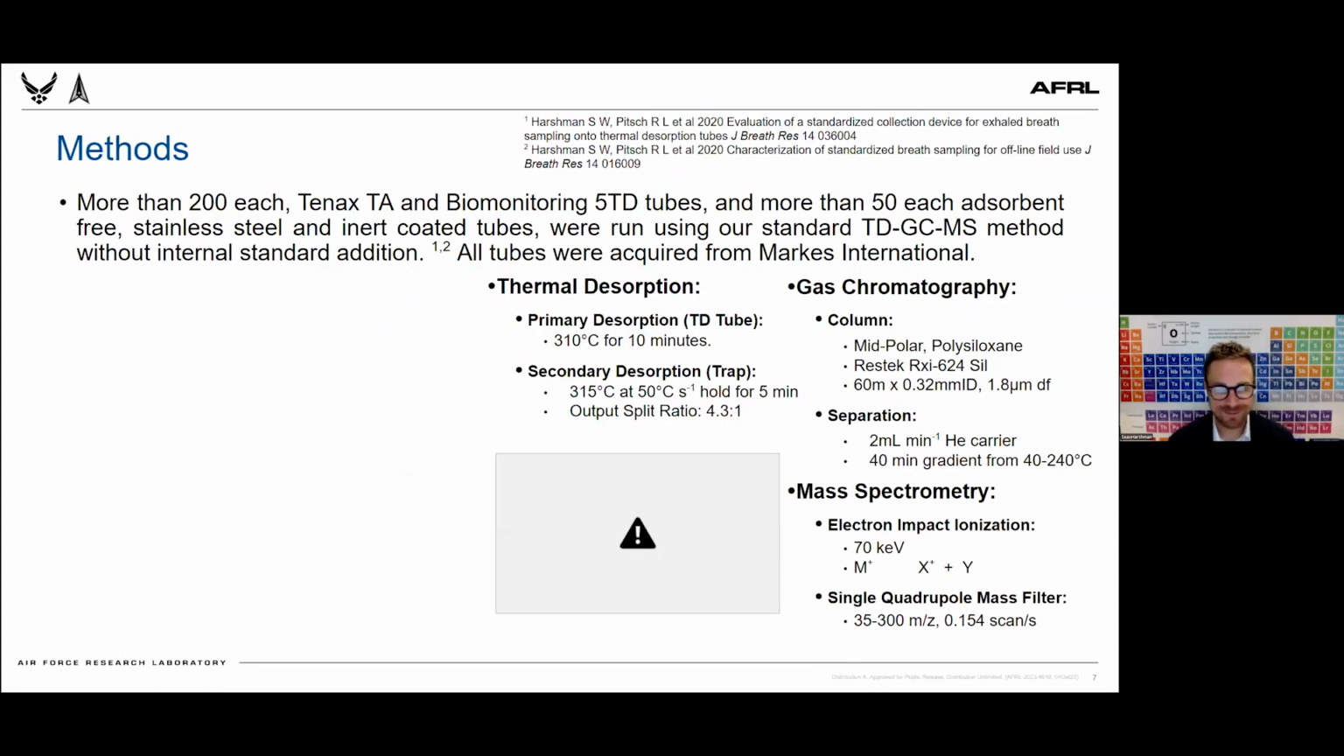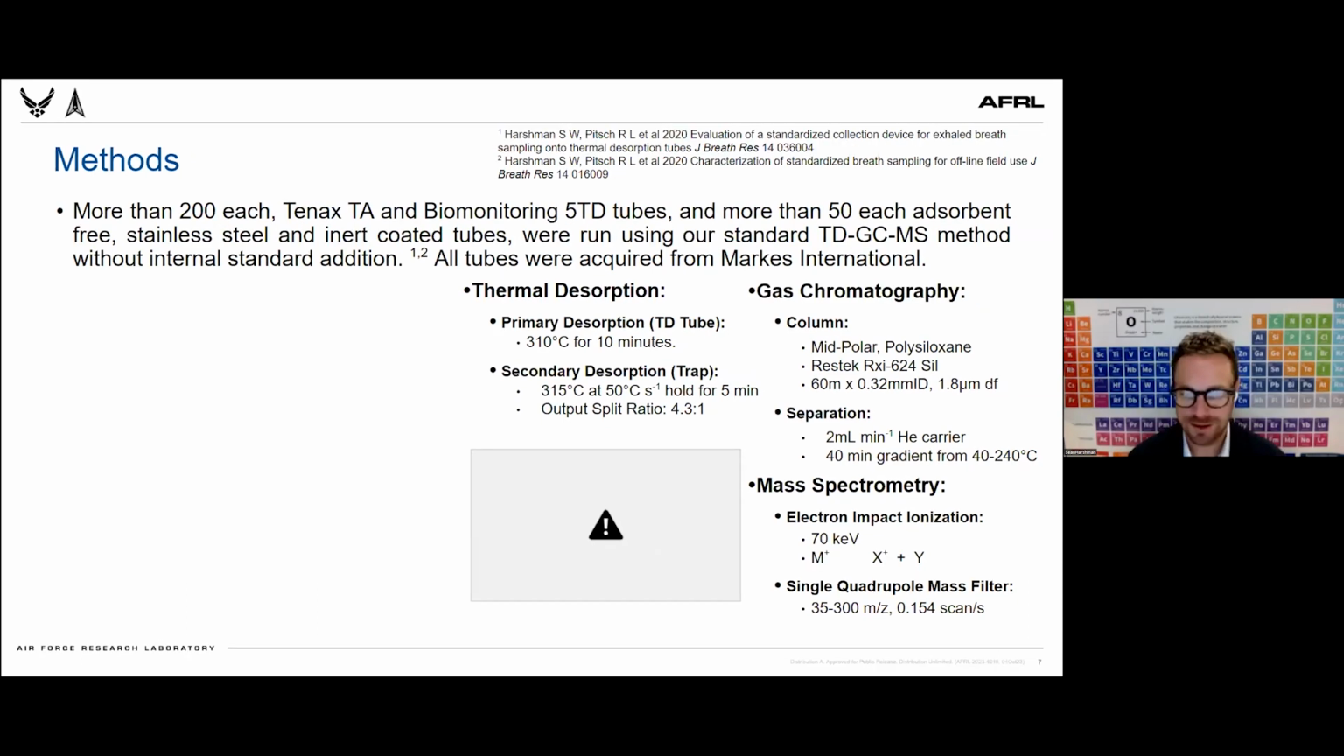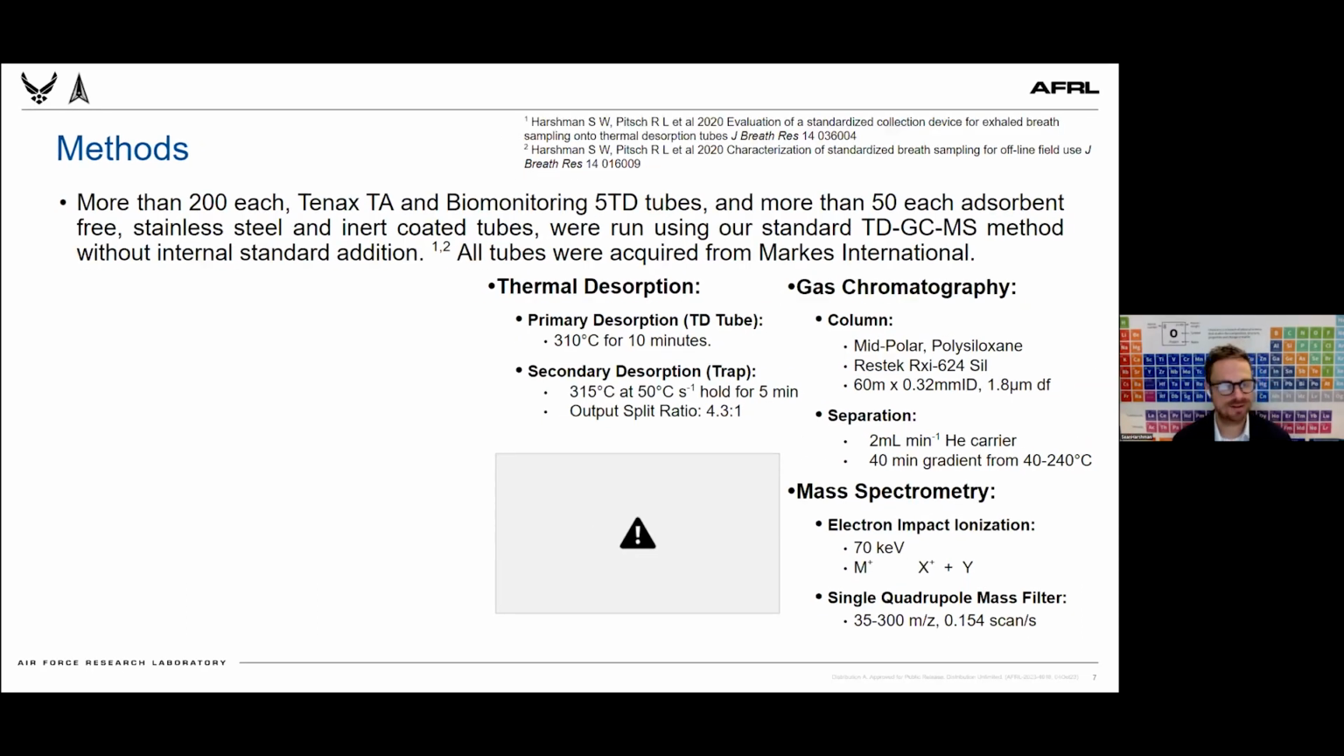So what we did, so this is a little arrow guy down there. The exclamation point is a photo of my instrument, which didn't make it apparently. What we did is we took over 200 of each Tenax TA and biomonitoring tubes, randomly selected from our stock of about 500 or more of each. And then we took 15 adsorbent-free, so stainless steel and inert-coated, empty casings. And we ran them using our standard GC-MS method without internal standard. And all of our materials were from Markes.